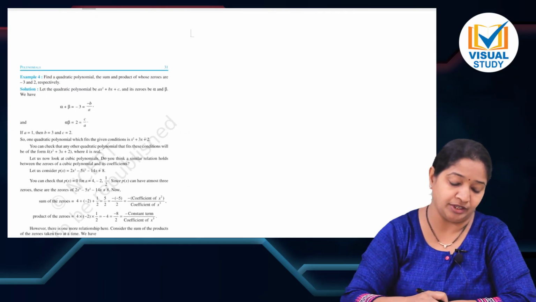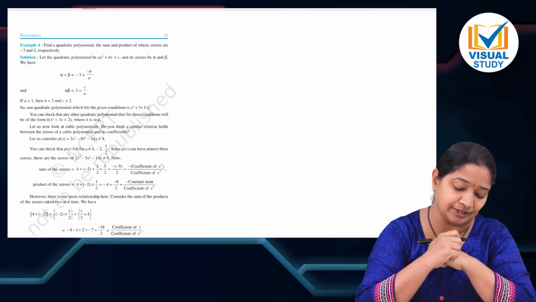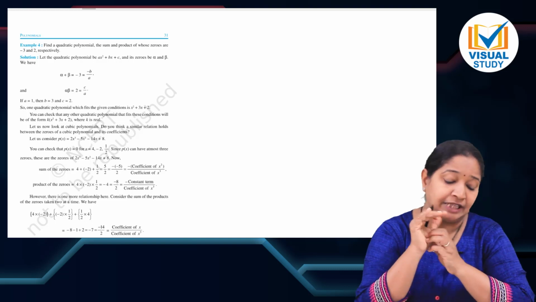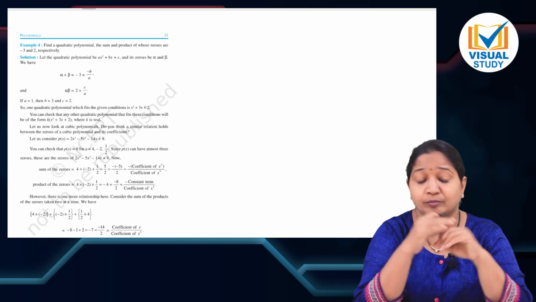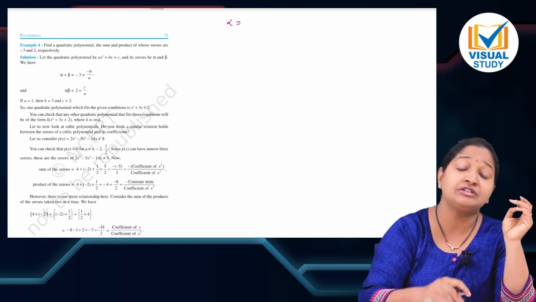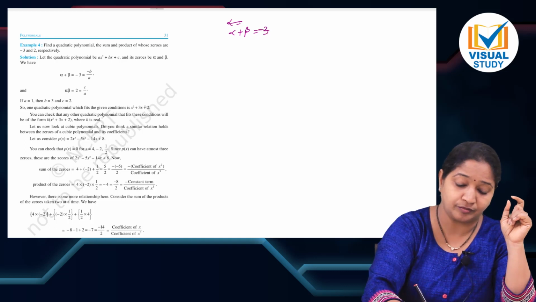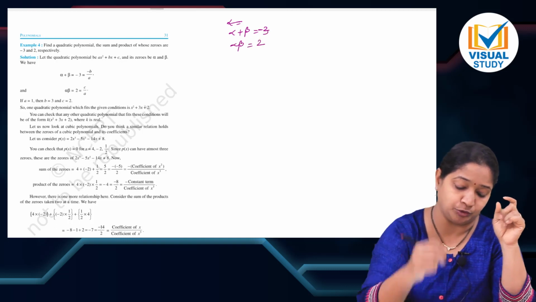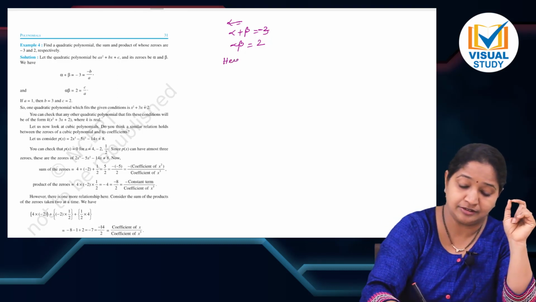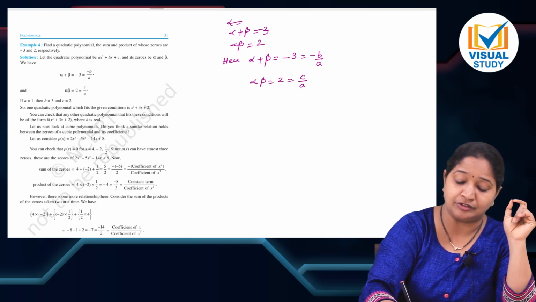Find the quadratic polynomial, the sum and the product of whose zeros are minus 3 and 2 respectively. They have given us the sum and the product of the zeros of the polynomial, that means alpha plus beta is equal to minus 3 and alpha beta is equal to 2. Here alpha plus beta is equal to minus 3, that is equal to minus b upon a, and alpha beta is equal to 2, that is equal to c upon a.